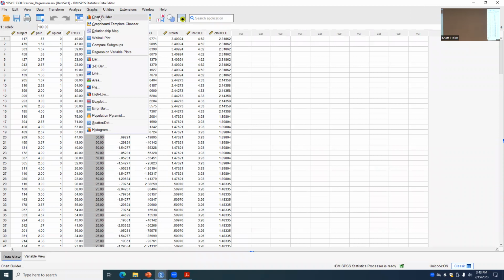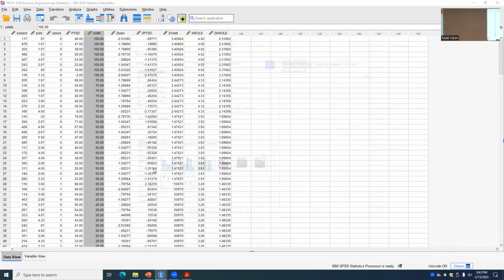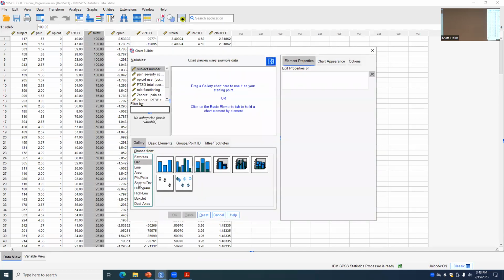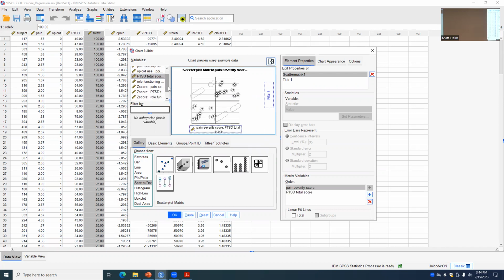I'm going to go to Graphs, and I'm going to do a Chart Builder. I'm going to go down and choose scatter dot plot, and I'm going to go to this little matrix here and drag that up. Okay. And then I'm going to take all my variables. I'm going to take pain severity, PTSD score, and my natural log of my role functioning, and drop those down, right? I've got opiate use.